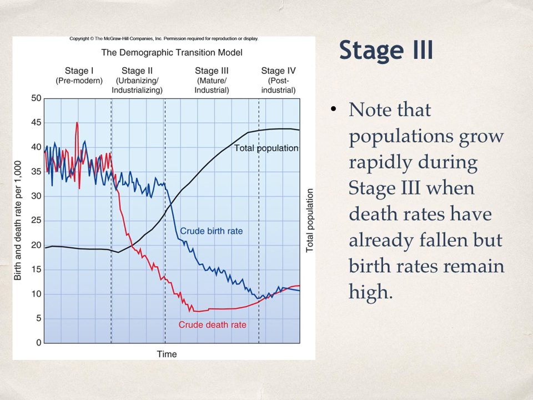Note that populations grow rapidly during Stage 3 when death rates have already fallen but birth rates remain high. Depending on how long it takes to complete the transition, the population may go through one or more rounds of doubling before coming into balance again.